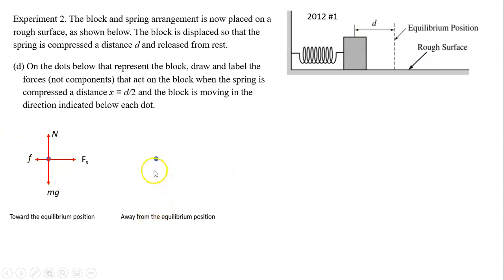When the block is moving away from equilibrium position, that means it's going to the left. Again, it doesn't matter which way the block is moving, the force from the spring is always pointing toward the equilibrium position. So force from the spring in this case is pointing to the right. But friction in this case is also pointing to the right. That is because the block is moving to the left. So both friction force and the force from the spring are going to the right. The other two forces stay the same. Normal force always up, gravity is always down.